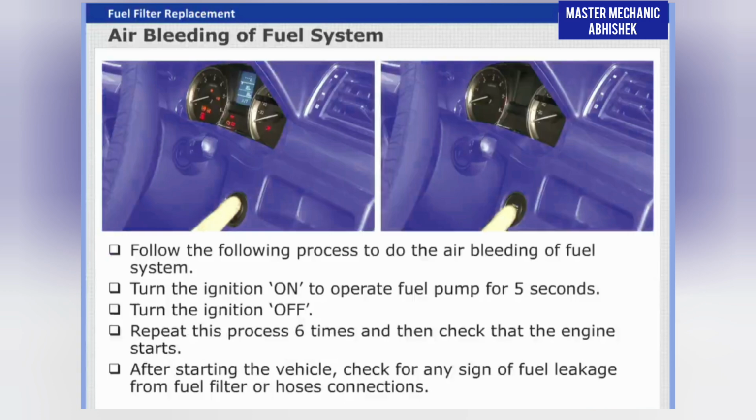Air bleeding of fuel system. Follow the following process to do the air bleeding of fuel system. Turn the ignition on to operate fuel pump for 5 seconds. Turn the ignition off. Repeat this process 6 times and then check that the engine starts. After starting the vehicle, check for any sign of fuel leakage from fuel filter or hoses connections.